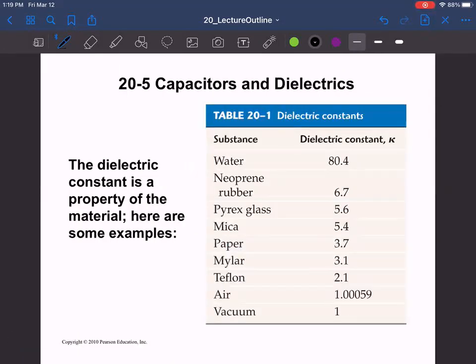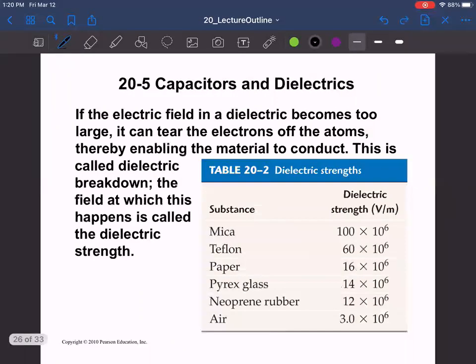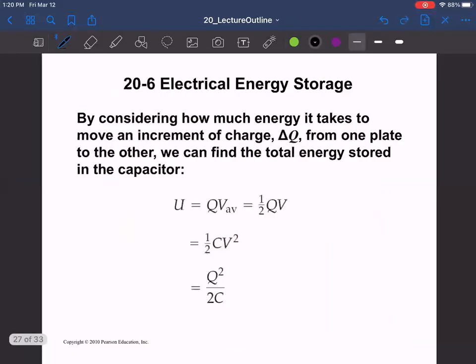Dielectric constants of some different materials here. Just some examples. Air is very close to a vacuum, so if you're making one in air, you just pretty much treat it like it's one and don't worry about it. That's those two down here. And so that same equation still works when you put the kappa in there. All right. So dielectric strengths here. So, okay, that's just some more of them.